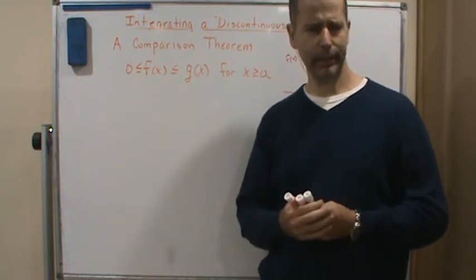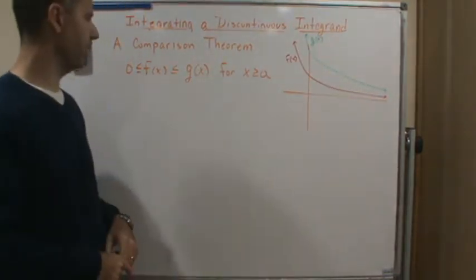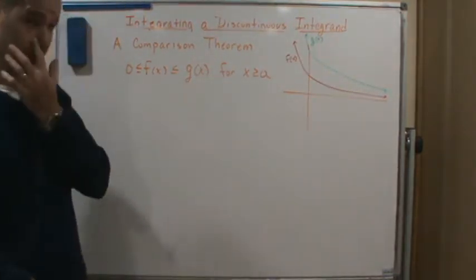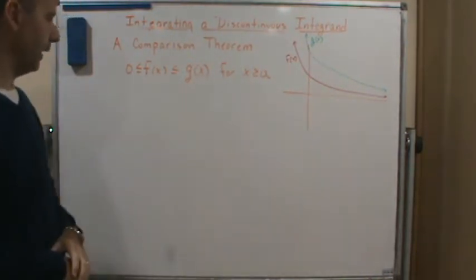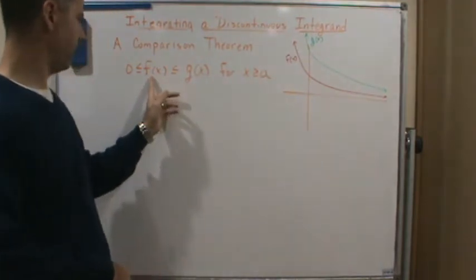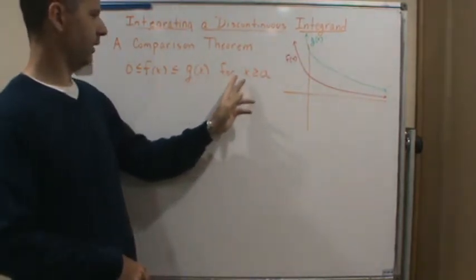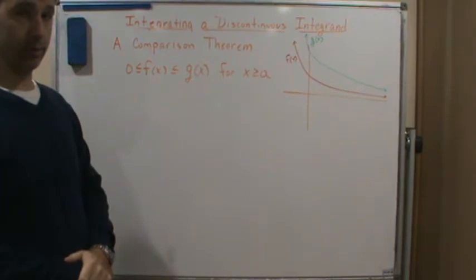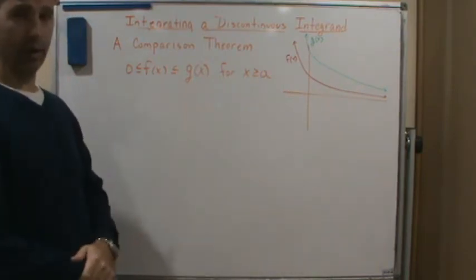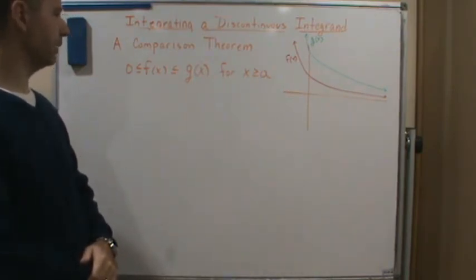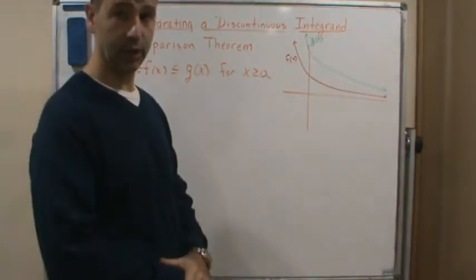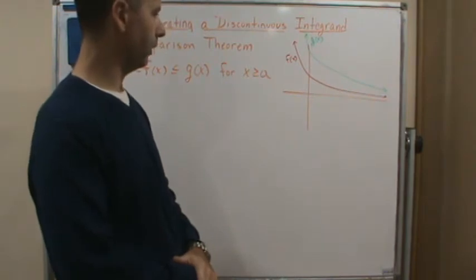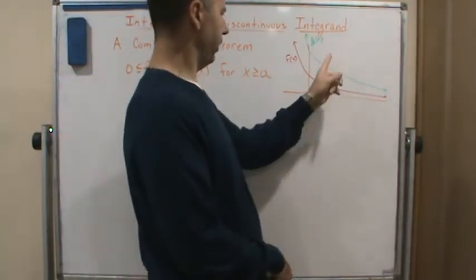Okay, so what do I mean by that? Well, let's use this as an example. Let's say I have two continuous functions, f of x and g of x, and f of x is less than or equal to g of x for all x greater than or equal to a, and of course both of them are non-negative. For example, it might look something like this. So we have g of x over here.